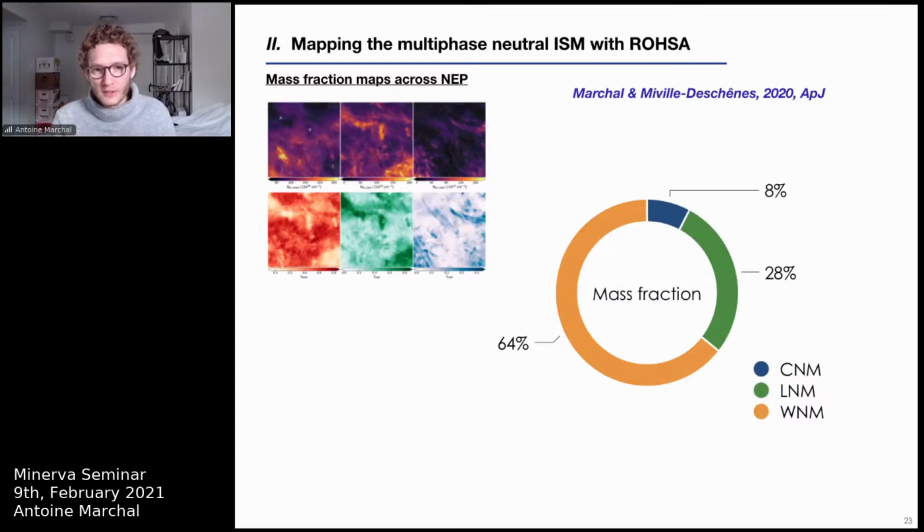About 64% of the mass is in the warm phase, 28% in the lukewarm neutral medium, and only 8% in the cold neutral medium. So these cold HI filaments are really important because they are the seeds to form molecular clouds. And we know now that they are highly correlated to the magnetic field also in the galaxy. But in terms of mass, at least in this field, it's not really a lot of mass.